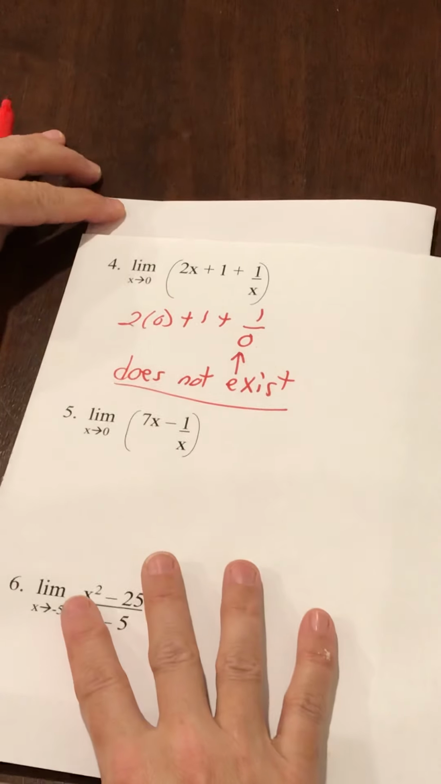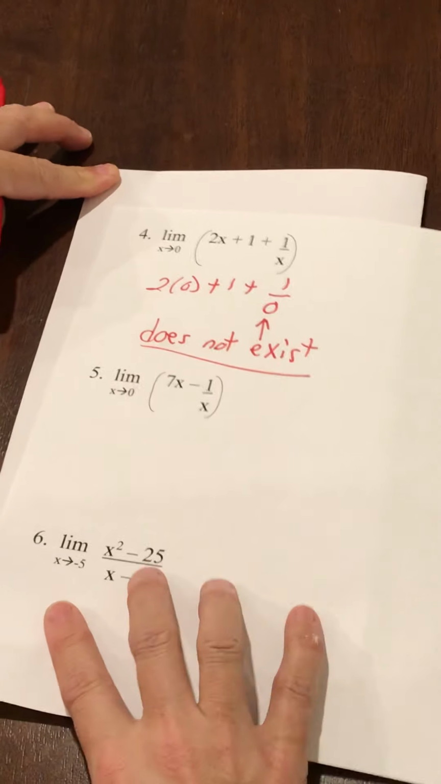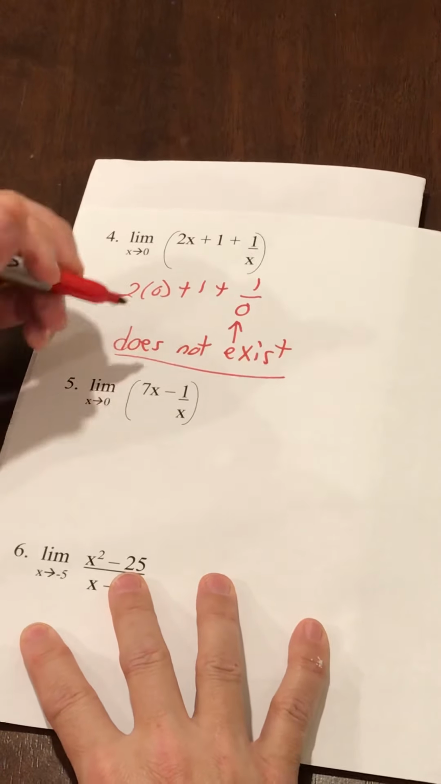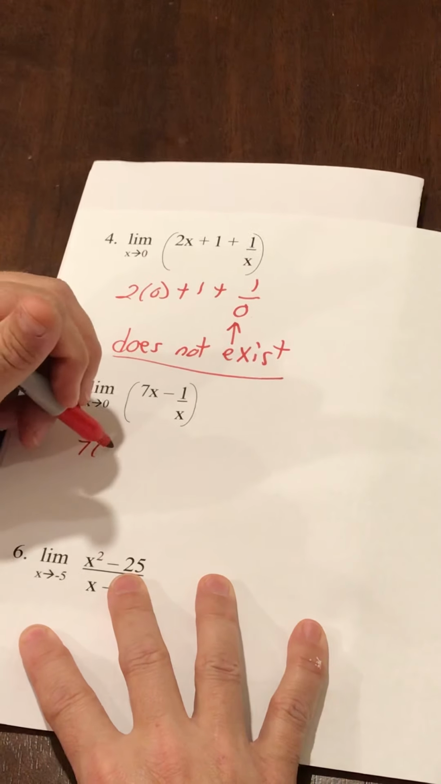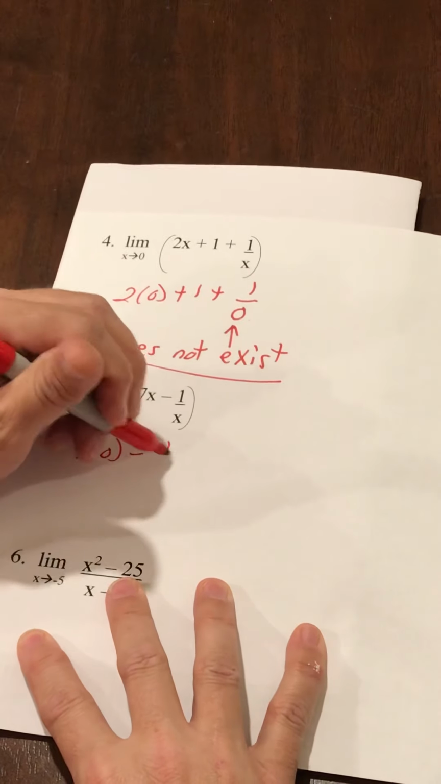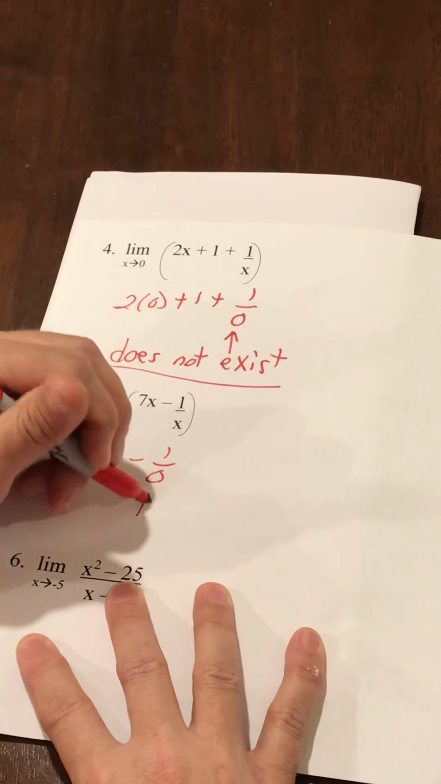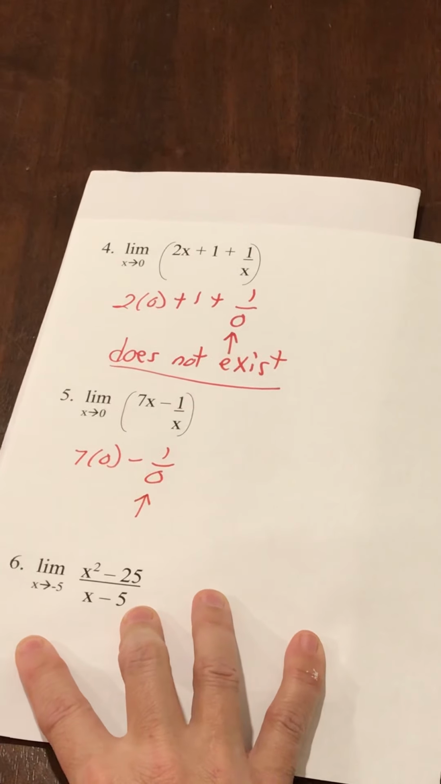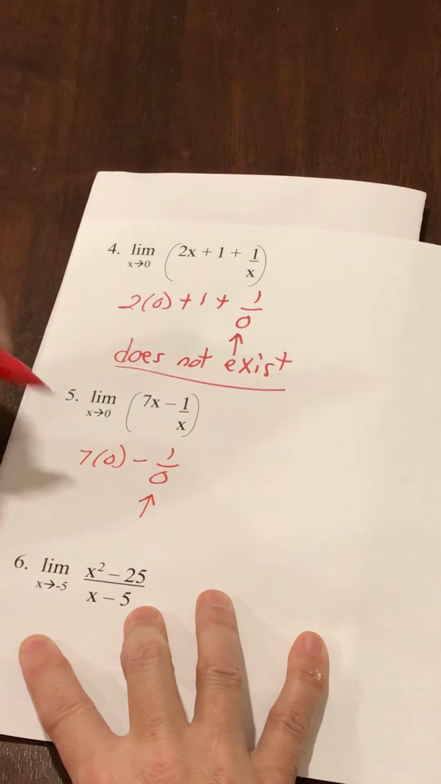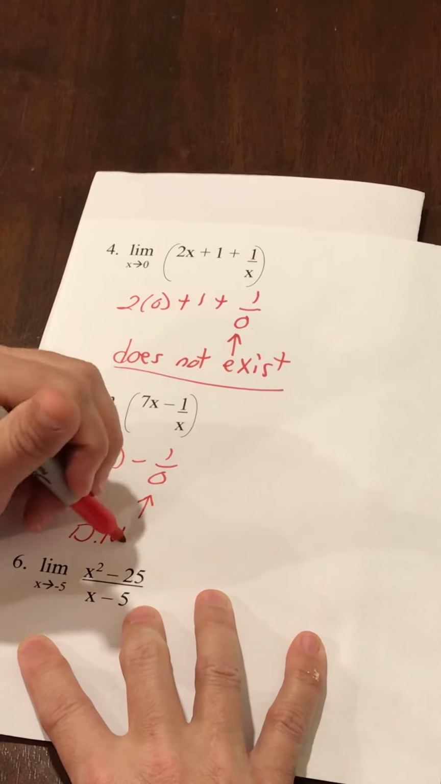As we move to number 5, I think we're going to see a similar situation. As x approaches 0, plug 0 into the x's. Again, 0 in the denominator is our problem. Does not exist. We can abbreviate that DNE.